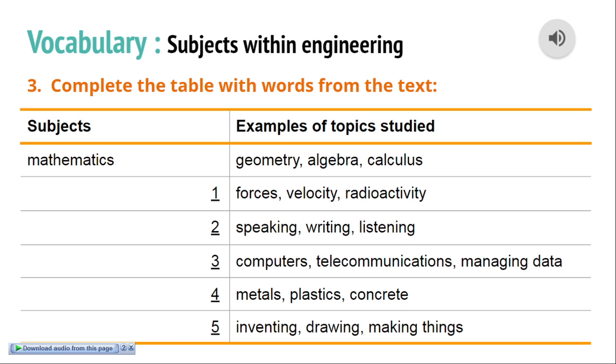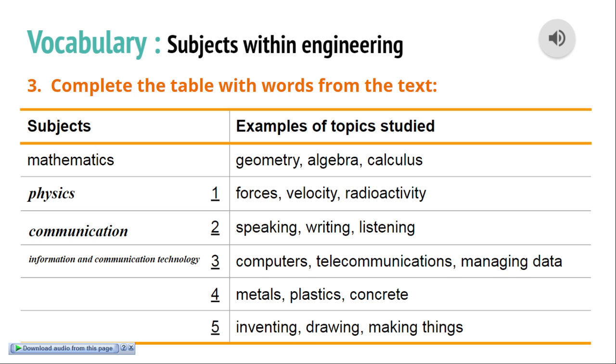Complete the table with words from the text. First column, subjects. Second column, examples of topics studied. Subject, mathematics. In mathematics, we study geometry, algebra, and calculus. In physics, we study forces, velocity, radioactivity. In communication, we study speaking, writing, and listening.